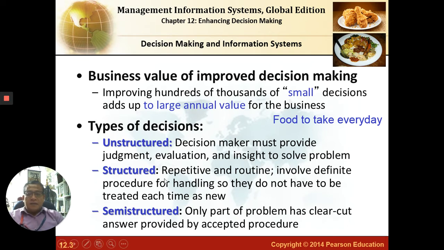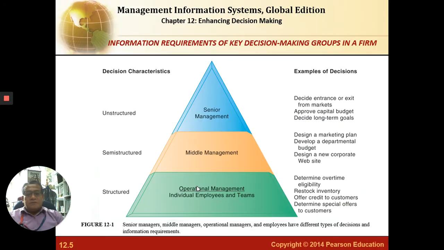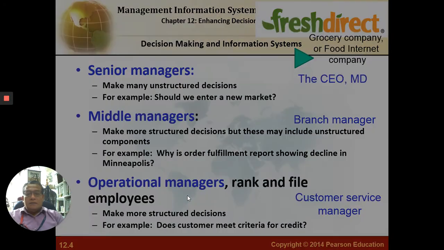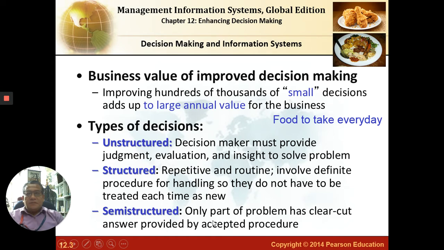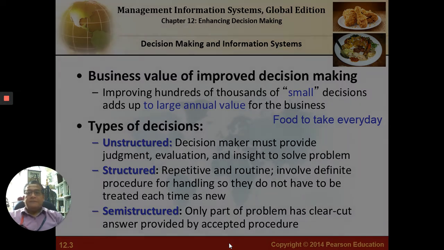Structured decision, perhaps what kind of clothing you would like to wear for Hari Raya, for example. And semi-structured decision, perhaps what kind of vehicle you would like to buy for your transportation from hostel to campus and going balik kampung. Perhaps you are considering to buy a car. So you have to structure the decision, which car is the best that fit your budget. So those are typical decisions that normally people do in their life.